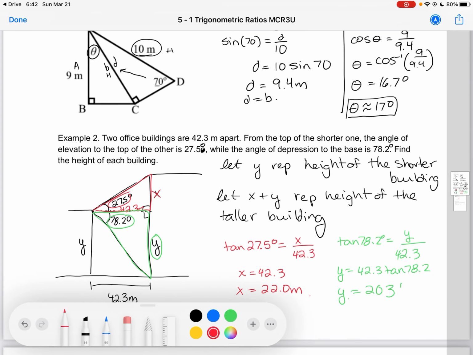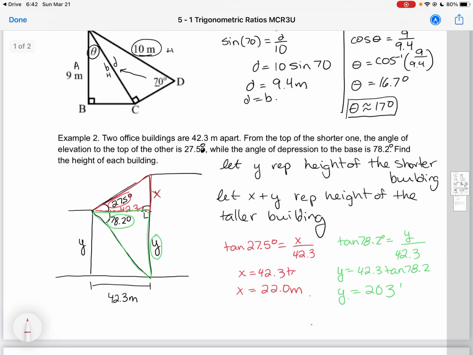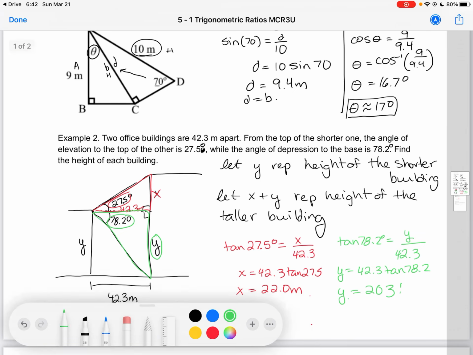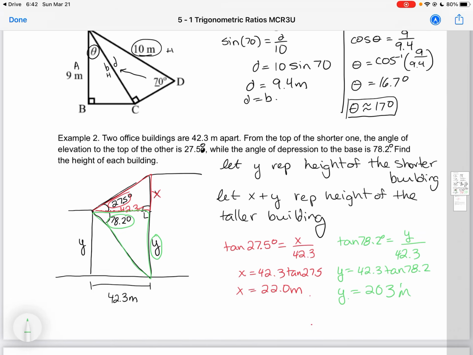And I'm just going to go back. I didn't write in this step here. So tan 27.5. There we go. Okay. And then my y value is going to be 203 meters.